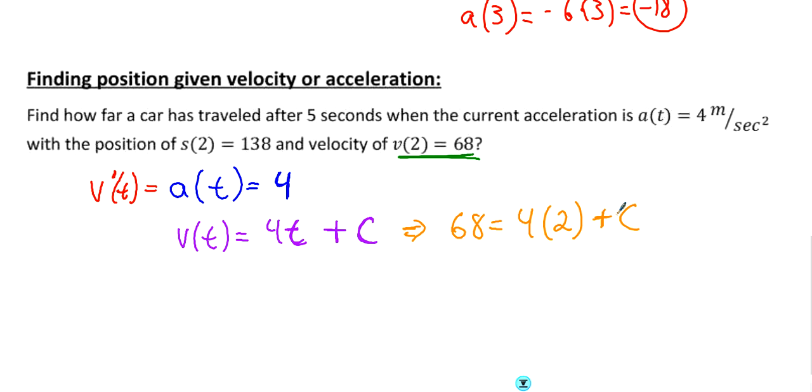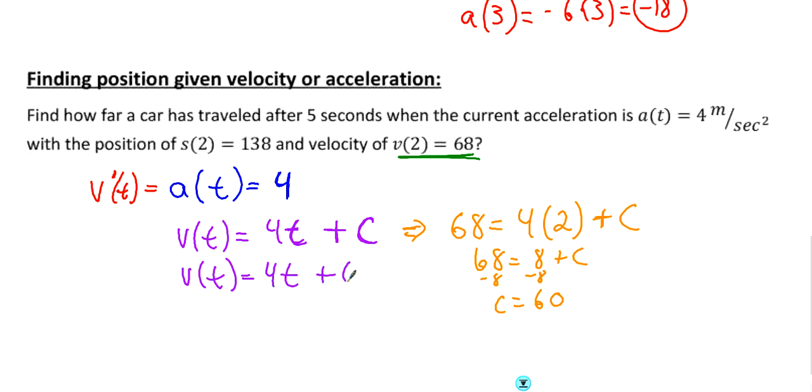That has to be true for my velocity, because if I plug in 2 into my velocity equation, it has to be equal to 68. So that allows me to find out what c is. So 68 equals 8 plus c. So you subtract 8 from both sides. So that means c is 60. So now I know my real velocity equation that I started with was 4t plus 60.